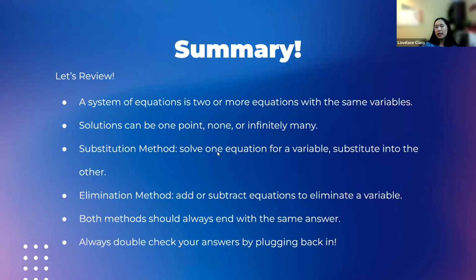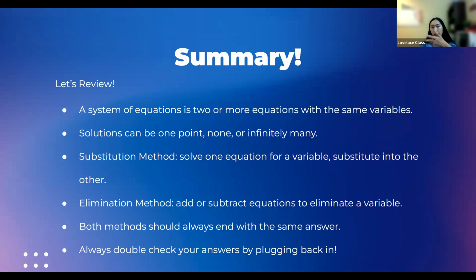Okay, so finally, we're basically done. It's just a summary of what we did. So let's review. A system of equations is basically 2 or more equations with the same variables. And solutions can be 1 point, or like 1 solution, or you can have no solutions, or infinitely many solutions. And then the substitution method is when you solve one equation for a variable and you substitute into the other one. Elimination method is add or subtract equations to eliminate a variable. And then both methods will always end with the same answer, and you can always double check your answers by plugging them back in.